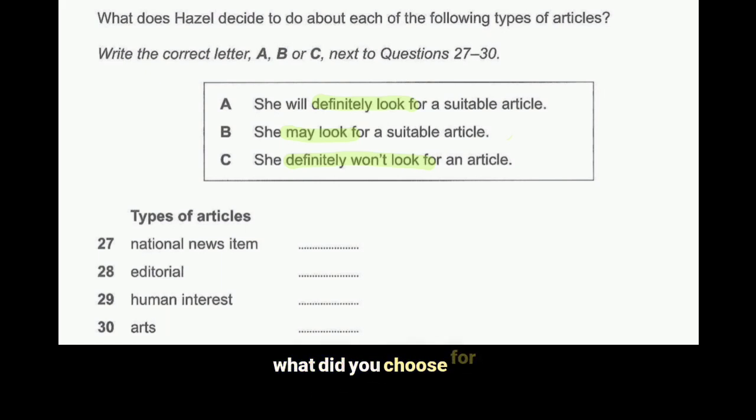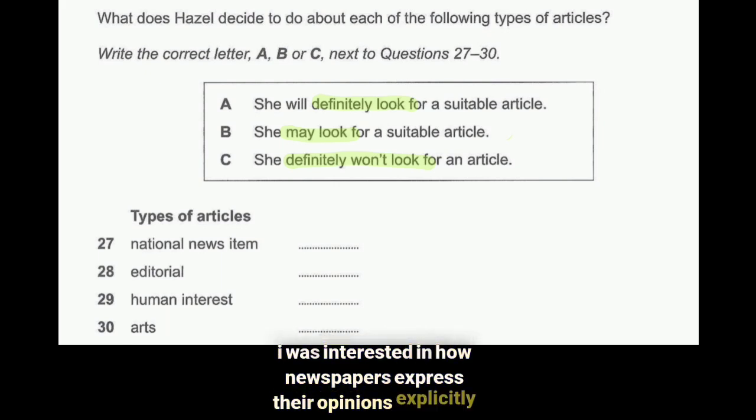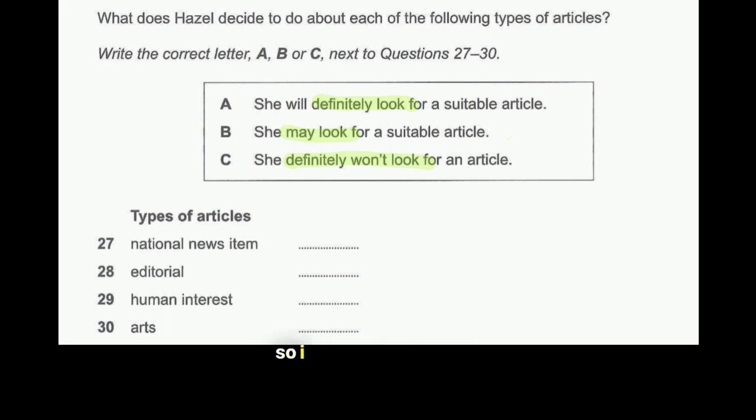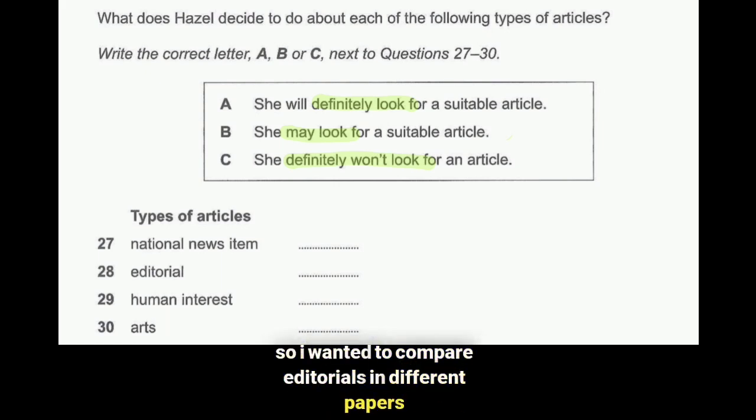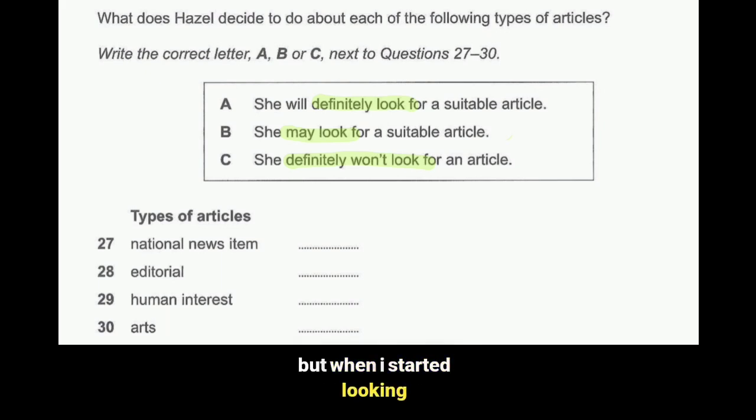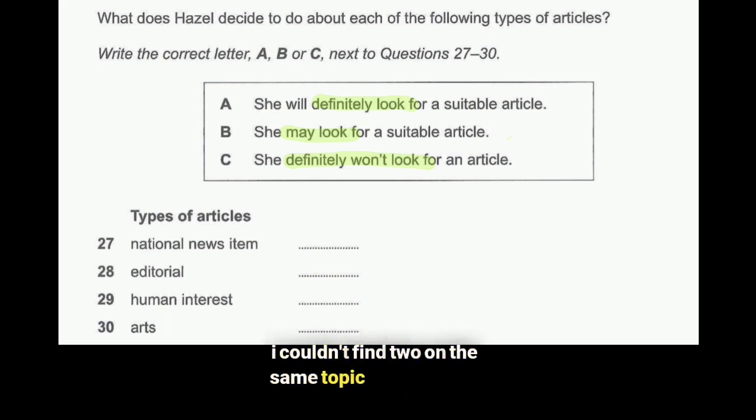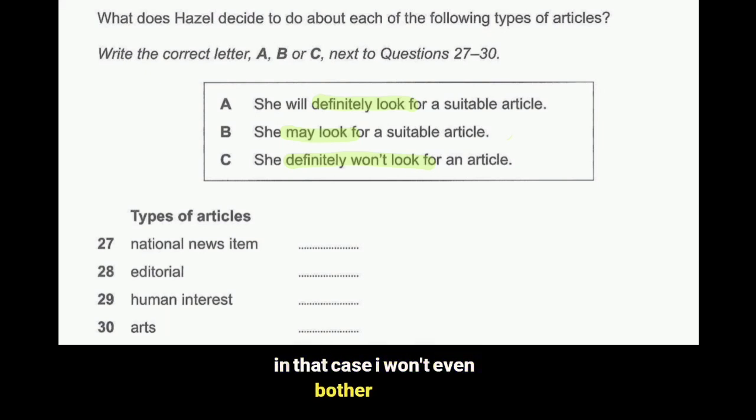What did you choose for your analysis, Tom? I was interested in how newspapers expressed their opinions explicitly. So I wanted to compare editorials in different papers, but when I started looking, I couldn't find two on the same topic that I felt like analysing. In that case, I won't even bother to look.